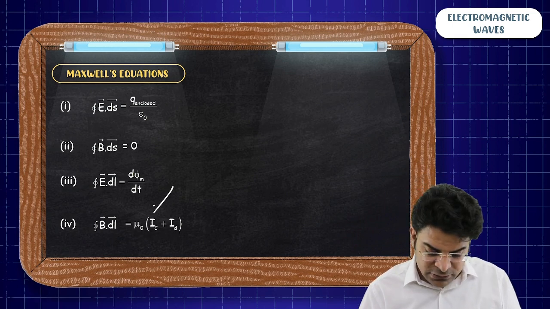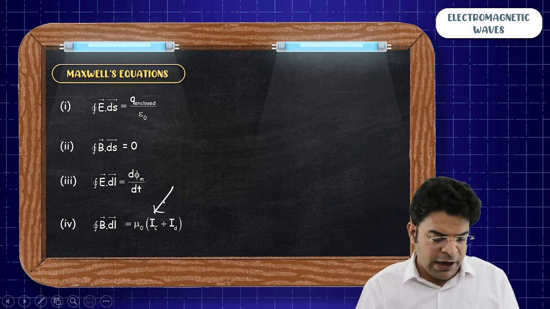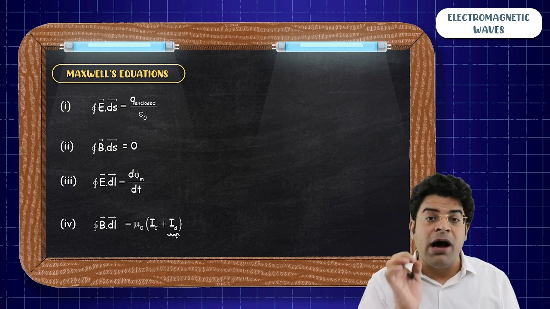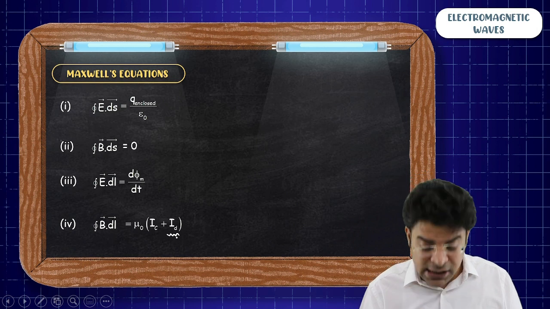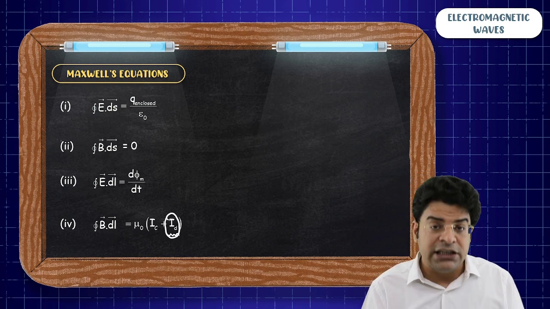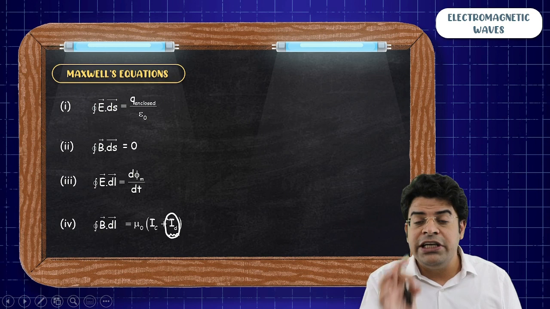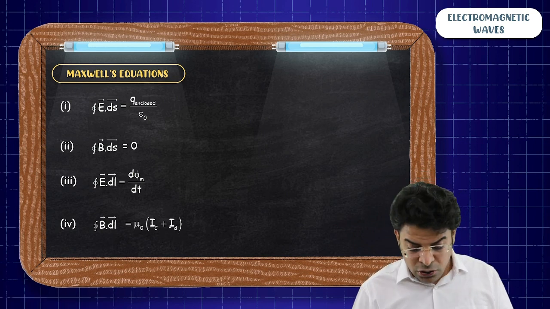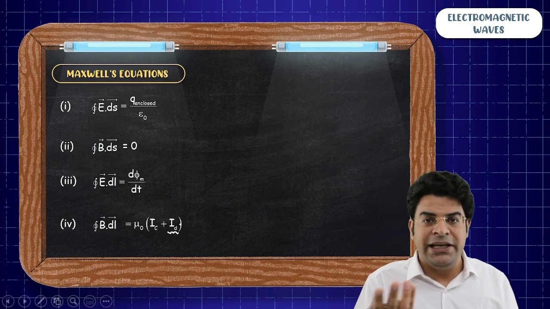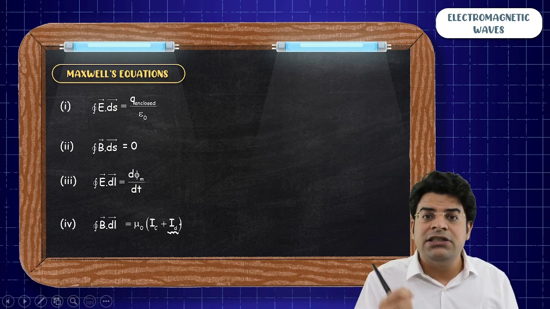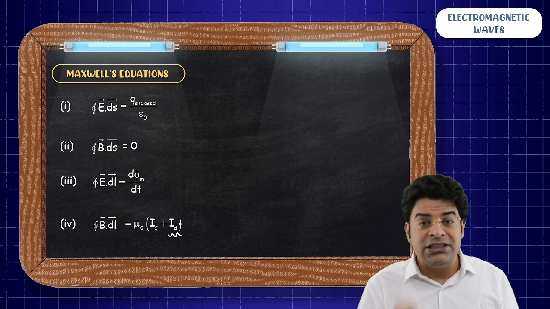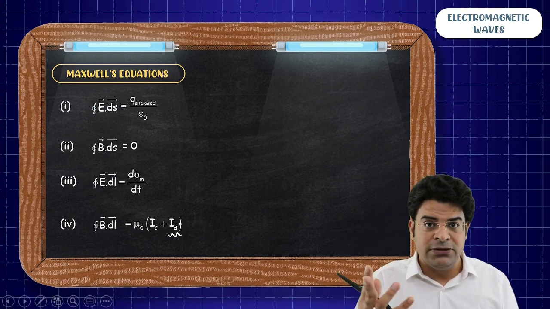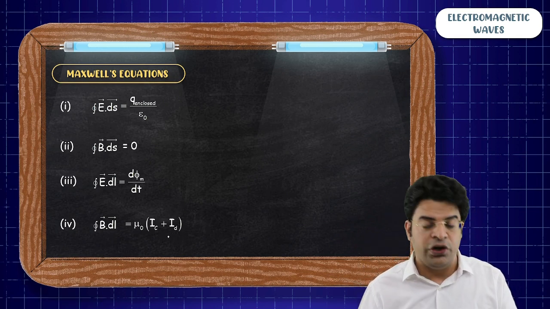What is I_C? The conduction current which flows in a wire. And he added an extra term I_D. Here I_D is called displacement current, and this current arises due to the changing electric field. Do understand that when I say I_D, displacement current, it is just a way to make this equation work. There is no such charge flowing in the form of displacement. So do not think that there is some charge flowing here.